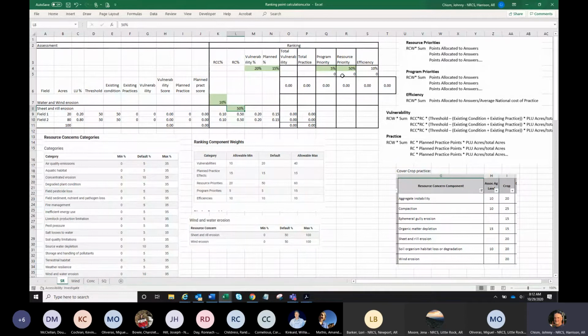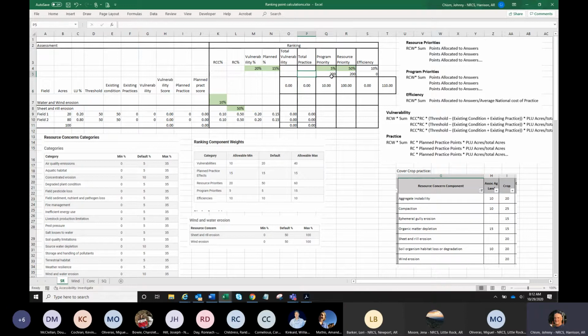And let's just say, for example, on the resource priority, we summed all the points that he came up with, and let's say he had 200 points. That gives us 100 points because the resource priority is 50% of the 200 points. And then for our program priority, let's say, for instance, he also scored 200 points on that.